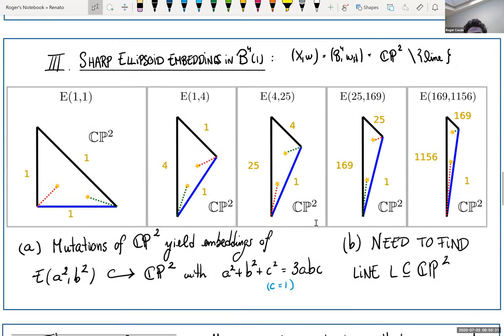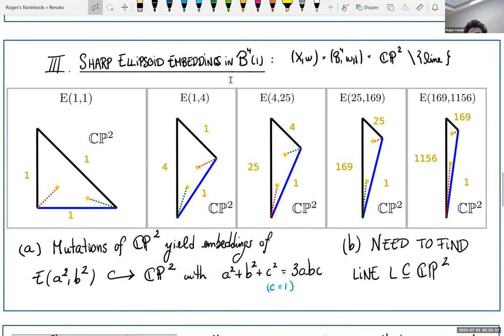Okay, let's prove stuff. Let's prove it in the case of the McDuff-Schlenk. So that's the ball of radius 1, the ellipsoid E(1,1), which we see as CP2 minus a line. The very first thing that you need to know is that an ellipsoid from the toric perspective is just seen as a triangle with a smooth vertex such that the affine lengths of the sides are given by a and b. And the affine length is just the number of integral points that contain that line, possibly minus 1. Okay, so what do we have?